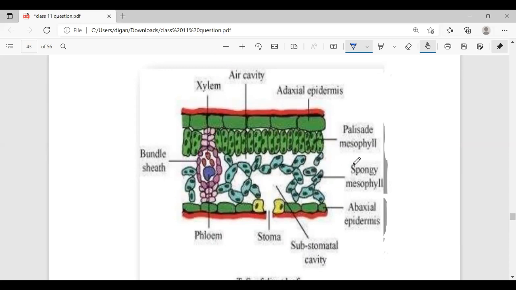Then these cells are spongy mesophyll cells, and these are palisade mesophyll cells. Means mesophyll cells are of two types. In the palisade mesophyll cells there is very little intercellular space, whereas within the spongy mesophyll cells there are lots of intercellular spaces, and these are the stomata, and these are the phloem. This purple portion is phloem, and these circular portions are called bundle sheath cells.